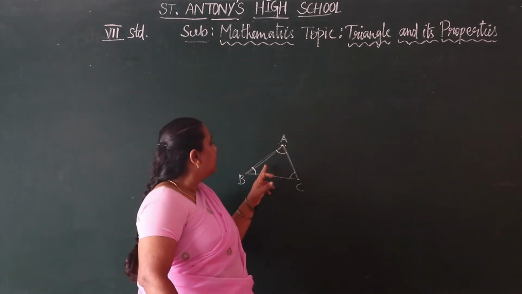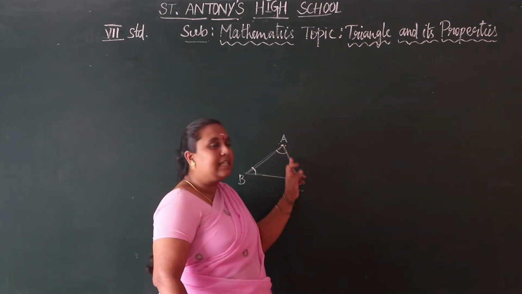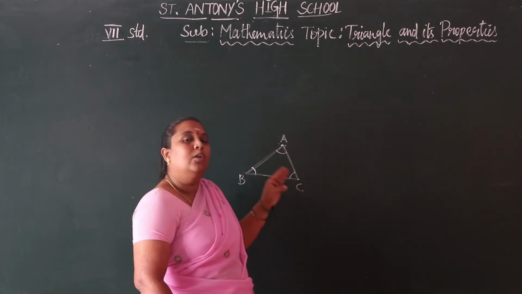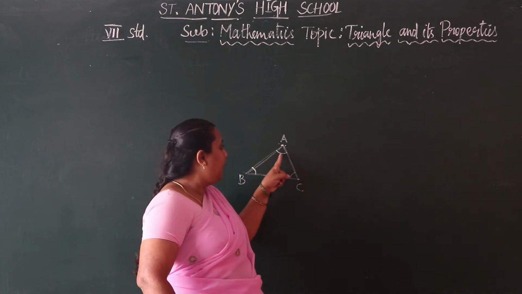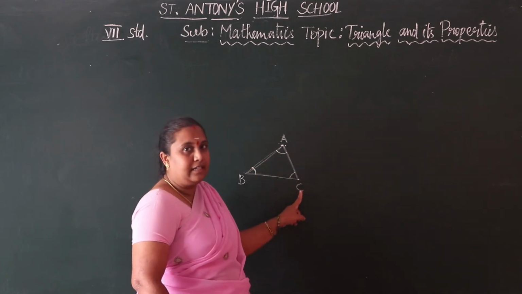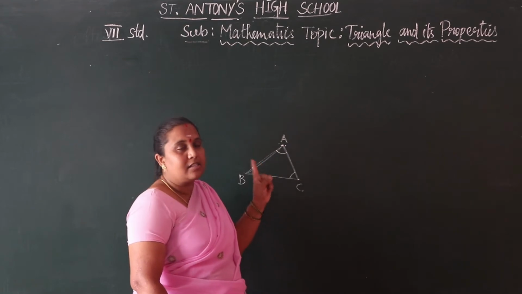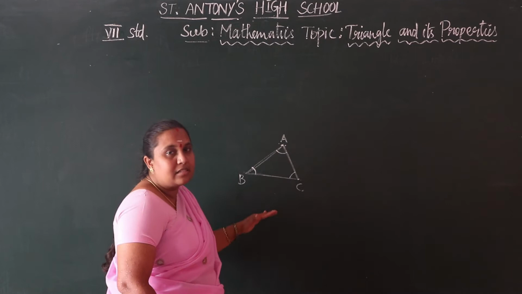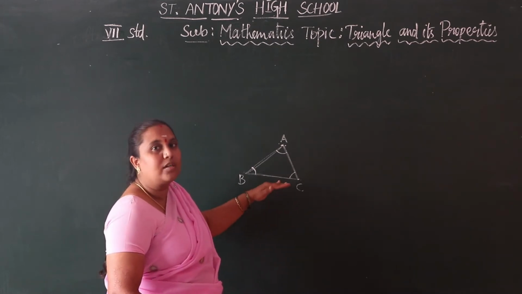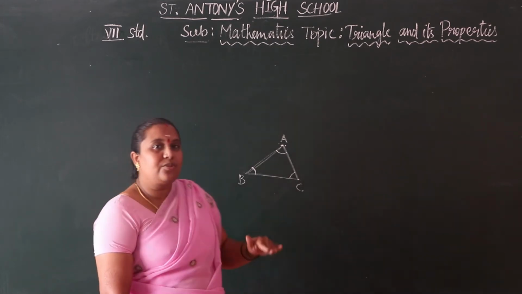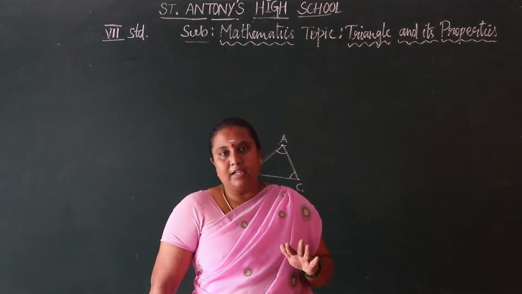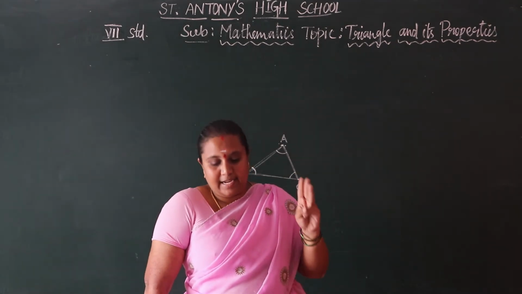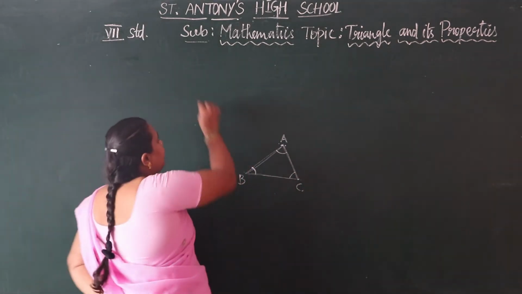Here AB, BC, and CA are the three sides, and we have three angles. What are those three angles? Angle A, angle B, and angle C. These are the three angles. Understood, children? So what is a triangle? Now let us come to the definition. A triangle is a closed figure made up of three line segments.